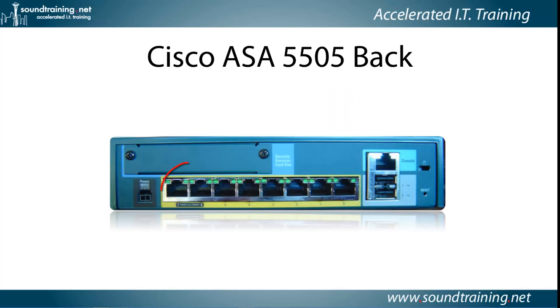Also, you need to be aware of the fact that ports 6 and 7 are PoE enabled. So if you have, say, an IP phone or an access point or a switch that is PoE powered, then you can plug it into either of those 2 ports and power it off of the ASA.